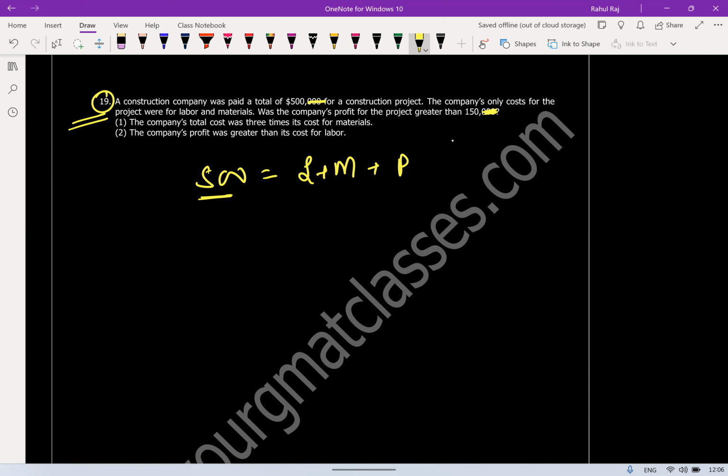So this 500 that the construction company was paid, that was only for labor and material. They're asking, is the profit greater than 150? So profit has to be from this 500 only. Am I making any sense? Yes or no?